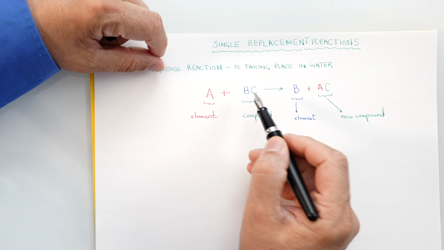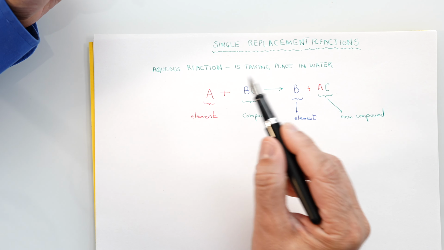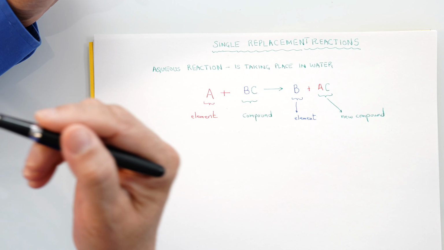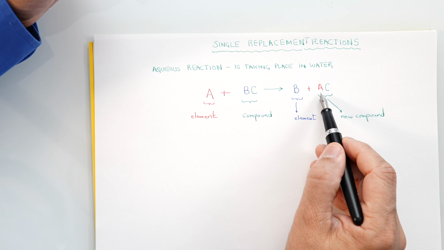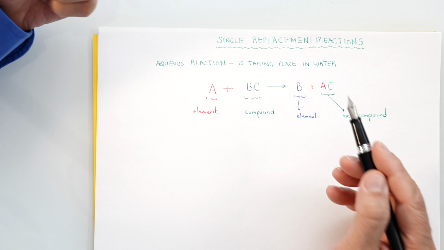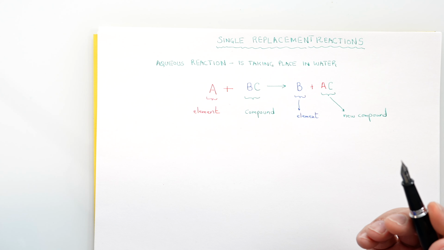Imagine for a second B and C compounds are at a dance. A comes in, taps B on the shoulder, and B has to leave and go and sit down. And A now is dancing with C. That's one way of looking at it. So think of prom.